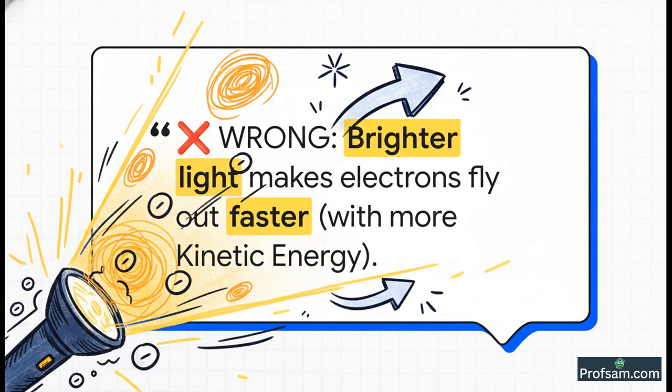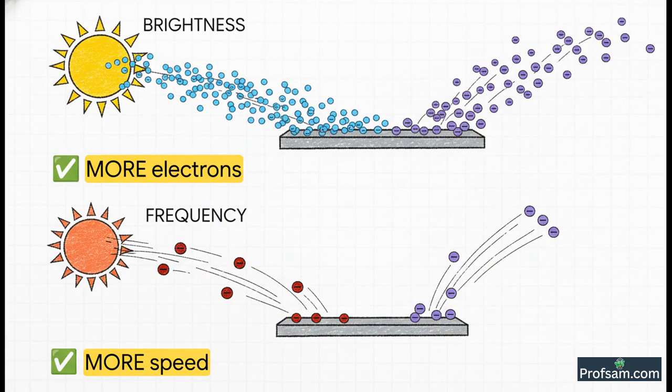This is the number one mistake I see students making. They think that if you shine a brighter light, the electrons will fly out much faster, with more kinetic energy. I mean, it sounds logical, but it is completely wrong. So here's the correct fact, the one that will get you marks. A brighter light just means more photons are coming per second. So yes, more electrons will get knocked out, but the energy, and therefore the speed of each individual electron, depends only on the energy of the single photon that hit it. And that energy is decided only by the light's frequency, its color. Remember our concert analogy? Just because more people show up at the door, it doesn't make them any taller.